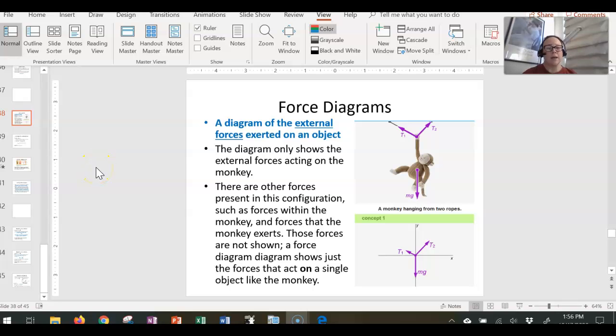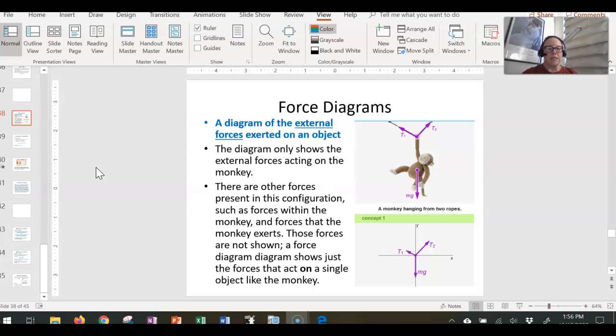This webcast talks about how to make a force diagram. A force diagram is sometimes called a free body diagram. So a force diagram is a diagram of all of the external forces that are acting on an object.